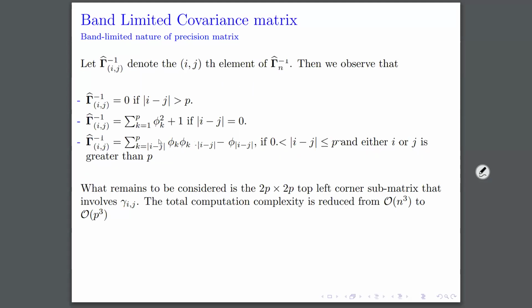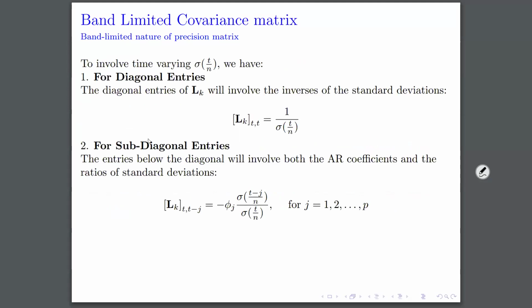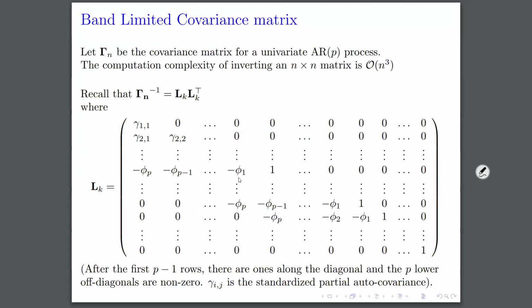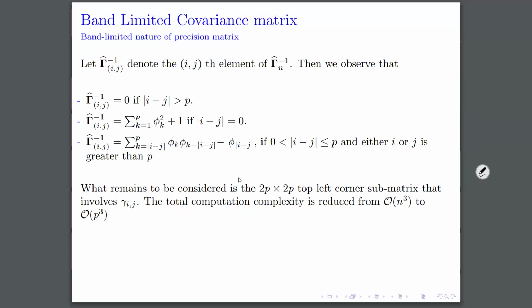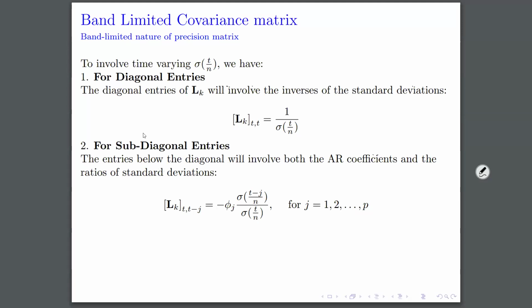But the above derivations assume some constant variance. If your variance is time varying, you just need to do a little adjustment, where you have your LK equal to 1 over sigma t over n for the diagonal entries. And for the subdiagonal entries, you just plug in these extra fractions. I didn't print out the entire LK matrix because it would be too messy, but you can just plug in these numbers, get the value of every entry, and plug in the values in a band limited manner.